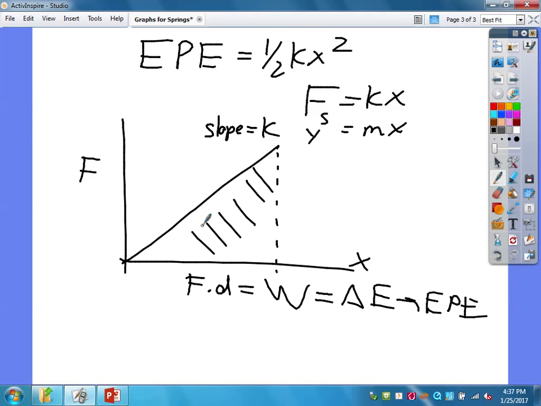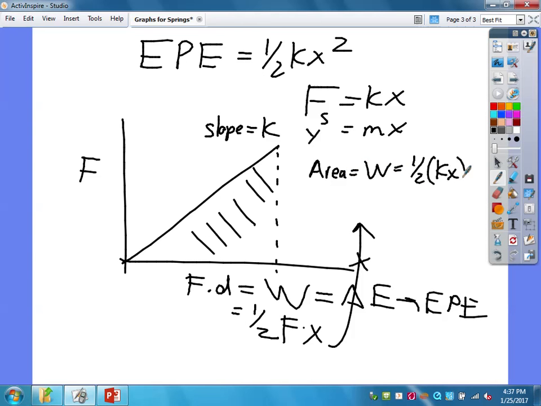How would I find the area of this line? It would be 1/2 times the force times x. So 1/2 F times x. The thing is, what does F equal? F equals k times x. Sorry, I'm going to come up here. So if I plug this in, I get the area, which equals work, equals 1/2 kx times x. What does that equal? 1/2 kx squared. Yay! That equals elastic potential energy.